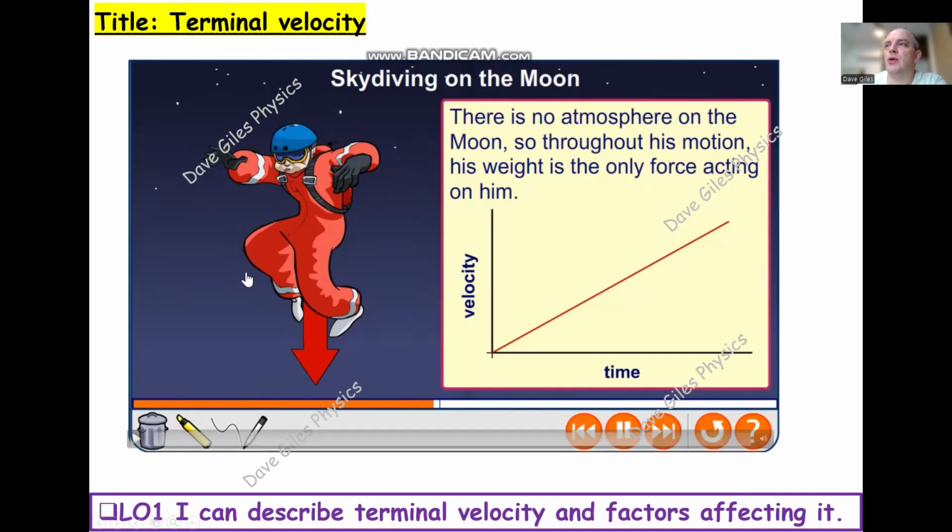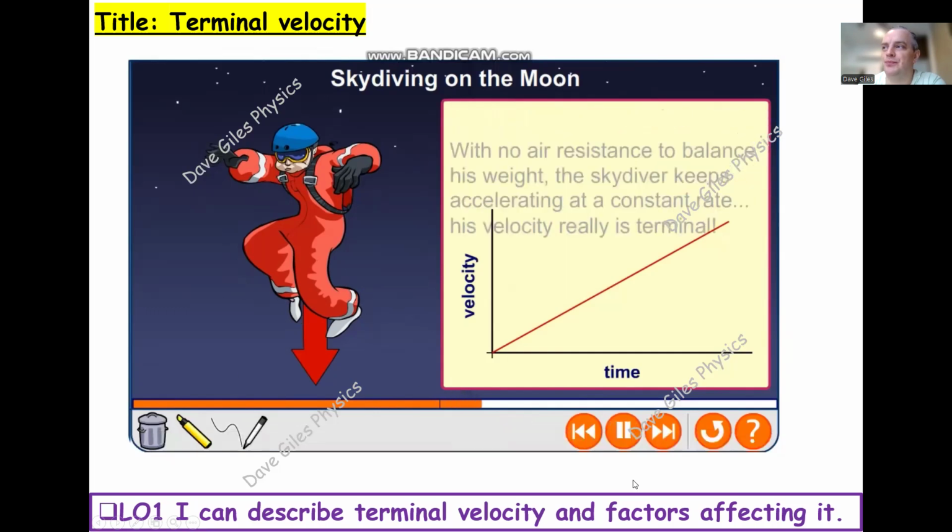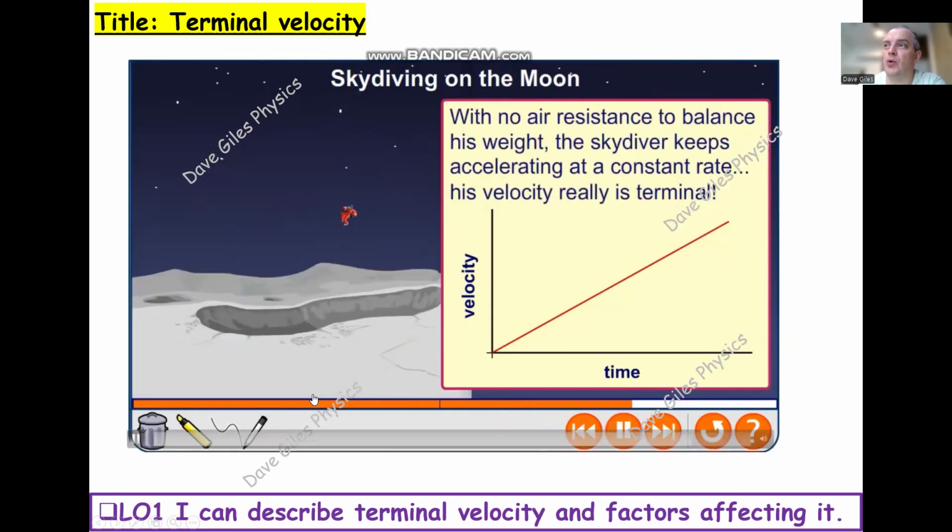So that means that his acceleration is constant, a little bit less than Earth at first, but it won't stop. So velocity will keep on increasing, and even if he opens his parachute, there's no air, it's not going to make a difference. When he eventually hits the surface of the moon, he unfortunately passes away.